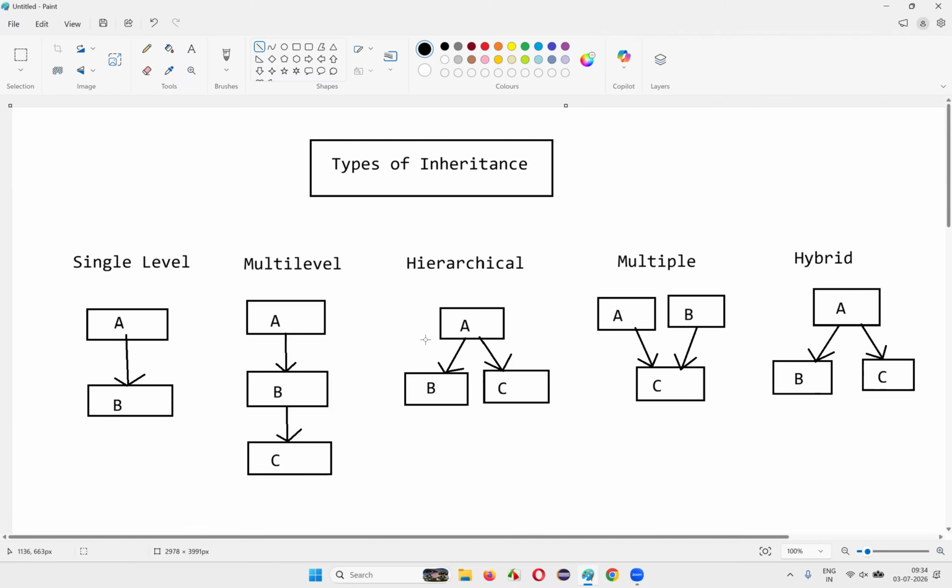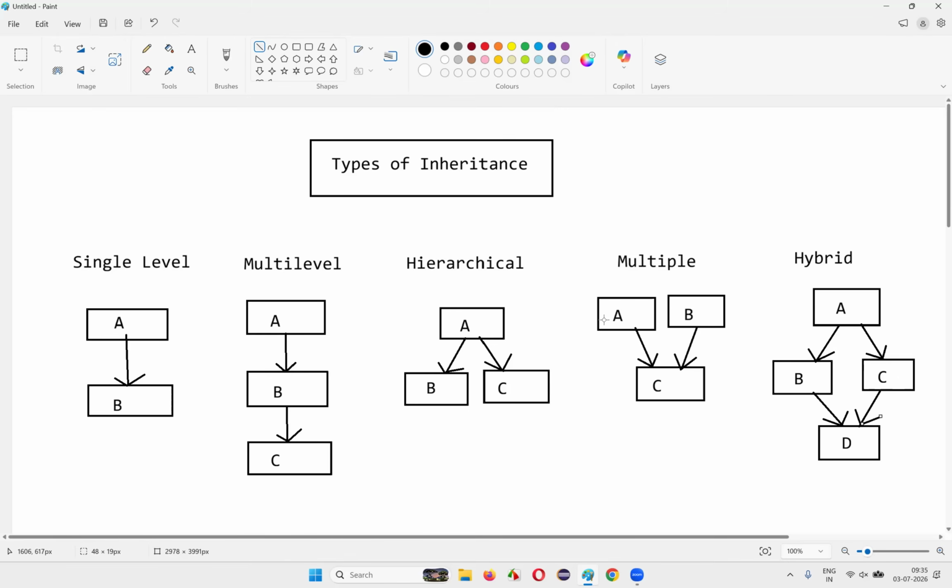So this part, if you see, it resembles hierarchical, right? Hybrid is a combination of hierarchical and multiple. Now, here we have class D, which is a child of both parents. Class B is a parent class of class D. At the same time, class C is also a parent of class D. So class D is a child class of both these parents.